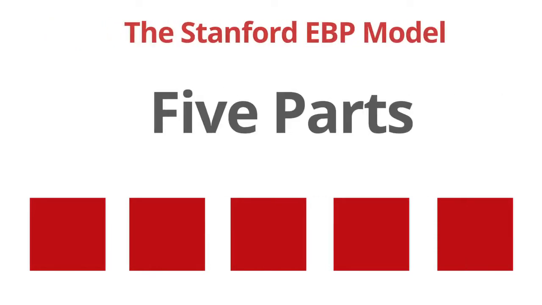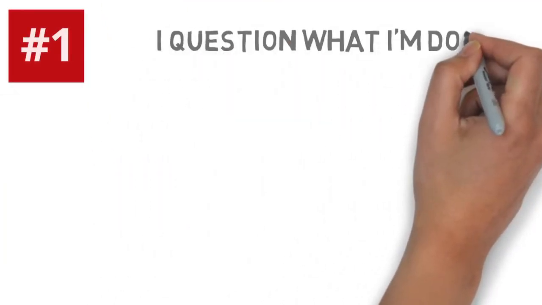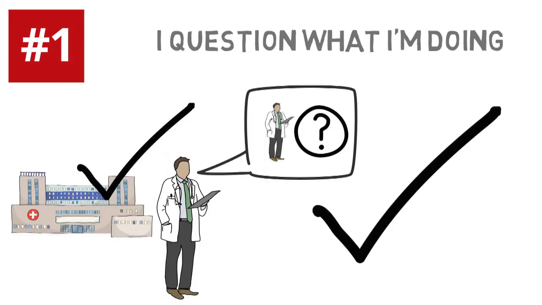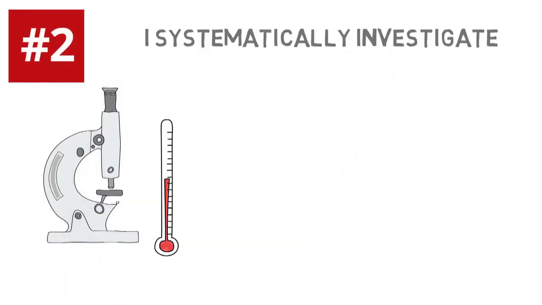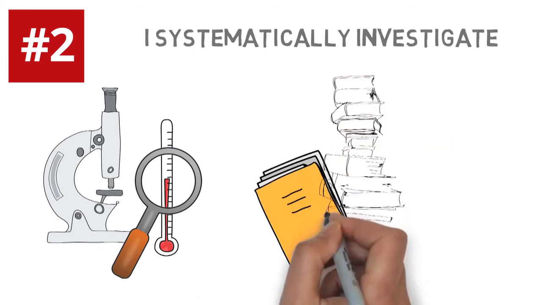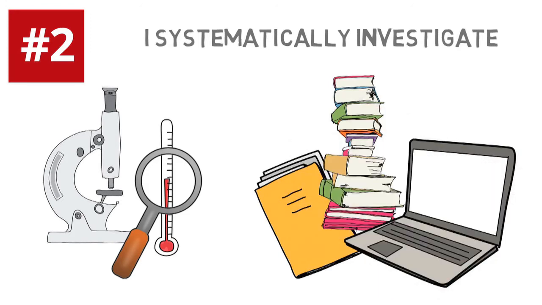The Stanford EBP model has 5 parts. The first is, I question what I'm doing. This means that we as clinicians take responsibility for understanding the rationale for practices we implement or observe in our environment. The second part is, I systematically investigate. That is, once we have inquired about the rationale for a given practice, we methodically compile relevant evidence through literature review or other types of observation.